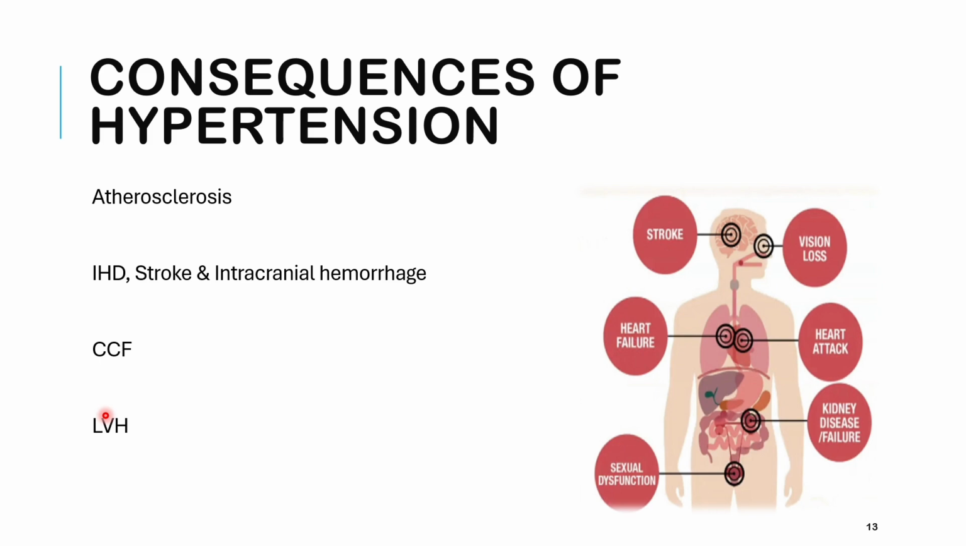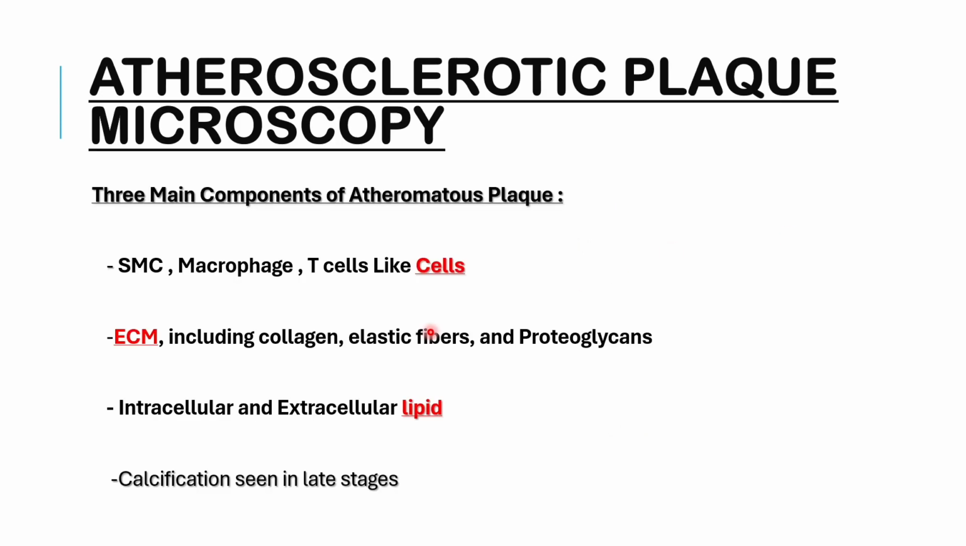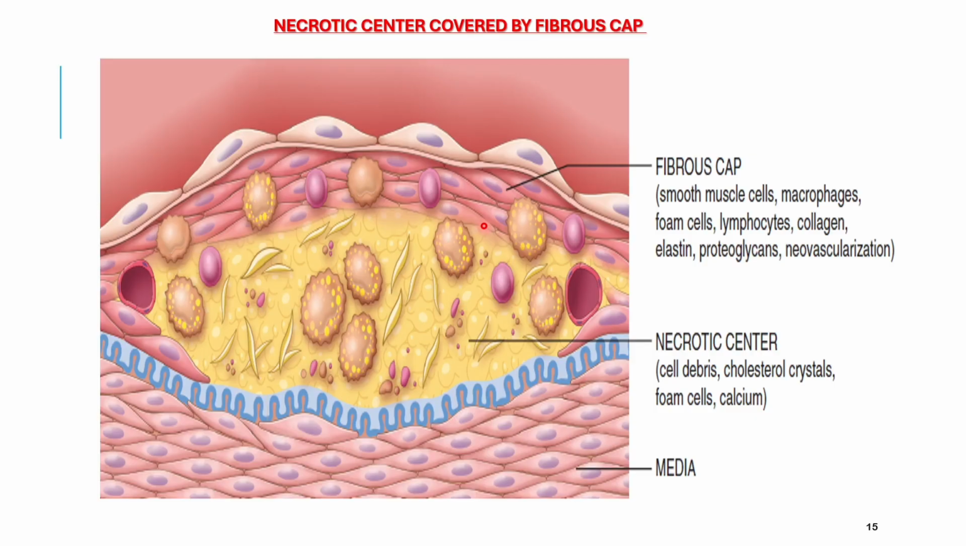So these are the main consequences: left ventricular hypertrophy, heart failure, heart attack, ischemic heart disease, brain stroke, right? Kidney failure, and organ damage, particularly retina damage, vision loss can occur because of retinal hemorrhage. So these are the consequences. The most important consequence is atherosclerosis, right, which ultimately leads to ischemic heart disease and brain stroke. So how does atherosclerosis develop? How will the atheromatous plaque develop because of hypertension?